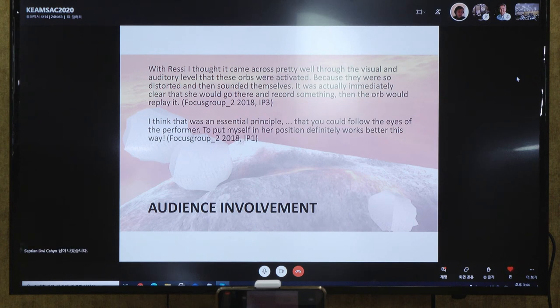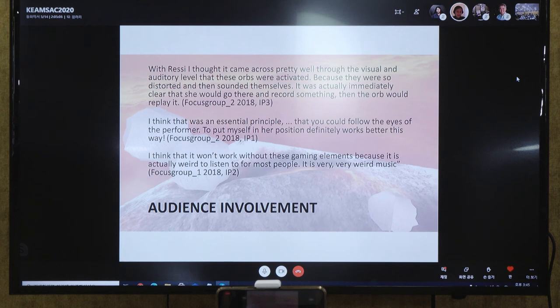The cultural reference to well-known game types like sports games, and the use of the interface with the VR headset underlined the impression for them that it was a game-related work. And it also helped them to, let's say, digest the weirdness of the world. They said, for example, I think that it won't work without these gaming elements because it is actually weird to listen to for most people. It is very, very weird music.